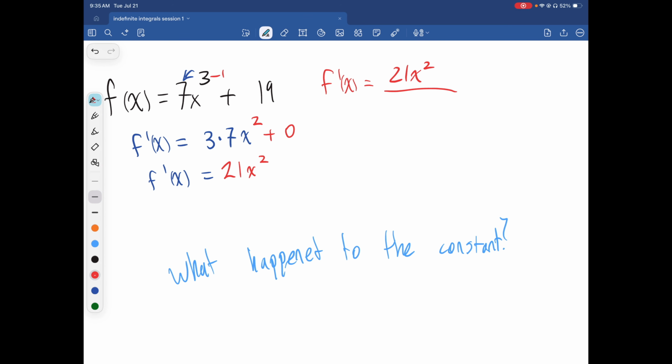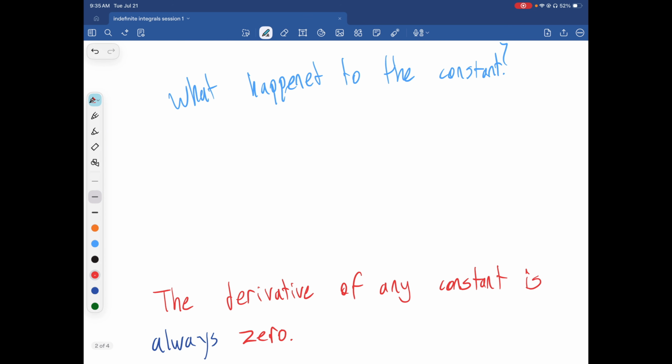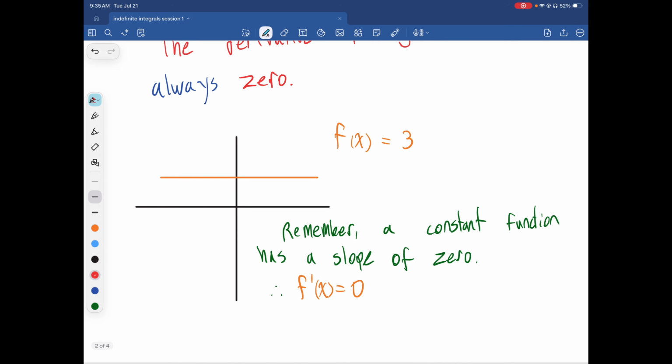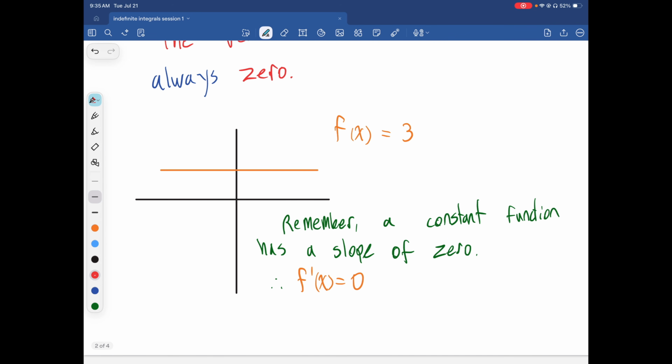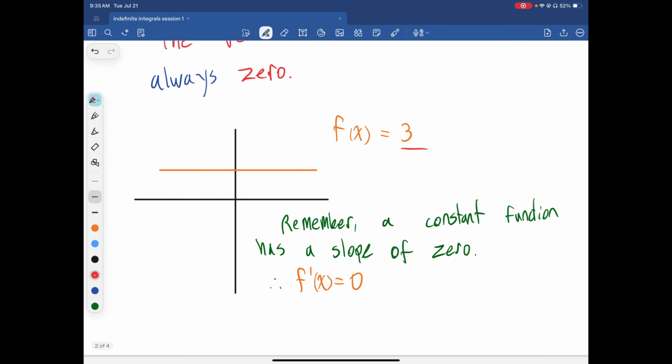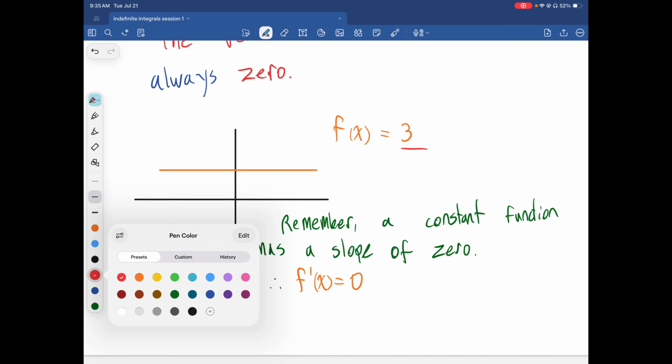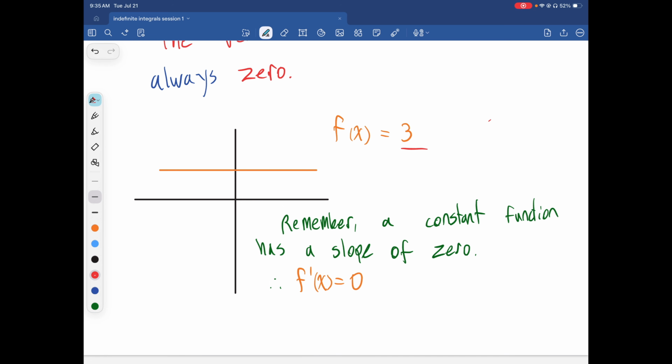So what happened to the constant? As we know, the derivative of any constant is always 0. Take some time, if you want to prove why. I have a little diagram here. Remember, if we had a function f of x equals 3, for example, the constant function here, we have no x variable. The function is always going to have a slope of 0, a rate of change of 0. So therefore, f prime of x is always going to be 0 on a constant function.